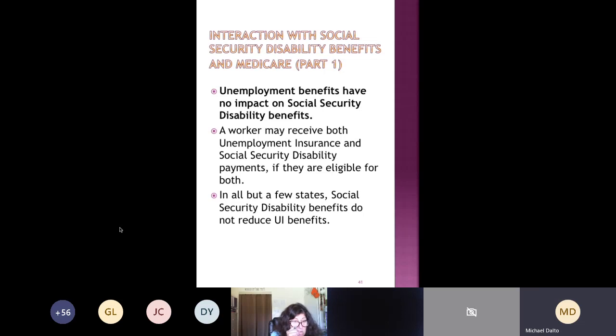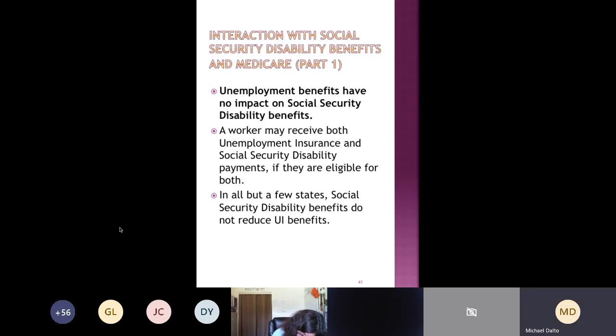So very simply, if a person gets Social Security disability, and they start getting unemployment benefits, the unemployment benefits have no impact at all on their Social Security disability. They can be receiving both, and they can keep the full Social Security disability. It will not be reduced.